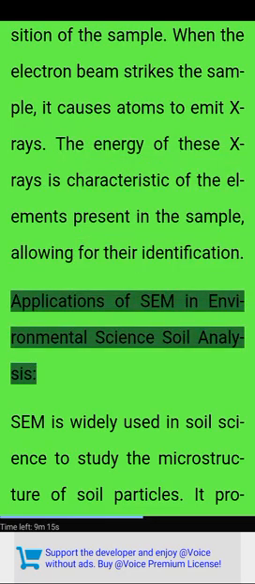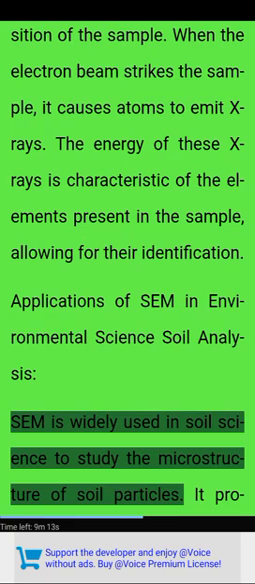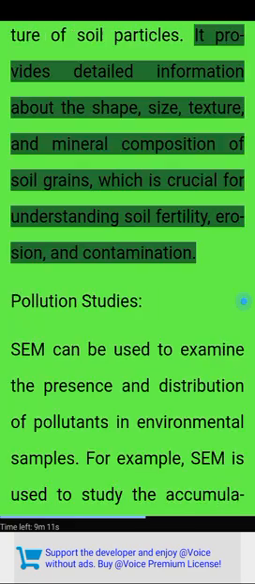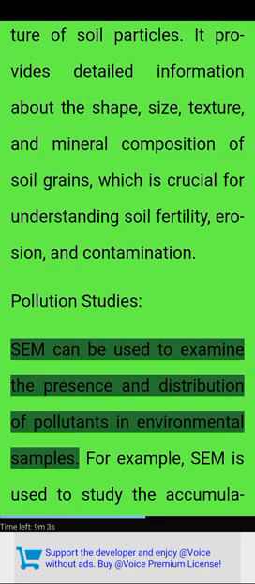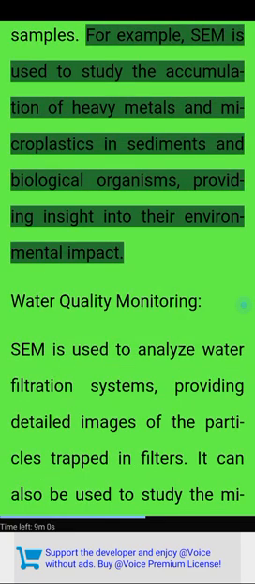Applications of SEM in environmental science. Soil analysis. SEM is widely used in soil science to study the microstructure of soil particles. It provides detailed information about the shape, size, texture, and mineral composition of soil grains, which is crucial for understanding soil fertility, erosion, and contamination. Pollution studies. SEM can be used to examine the presence and distribution of pollutants in environmental samples. For example, SEM is used to study the accumulation of heavy metals and microplastics in sediments and biological organisms, providing insight into their environmental impact.